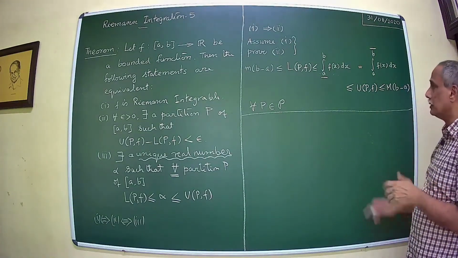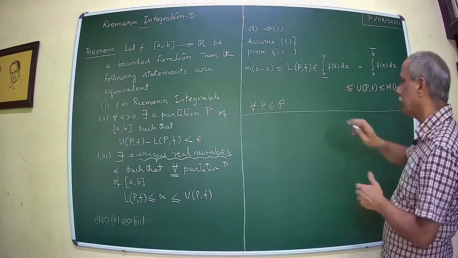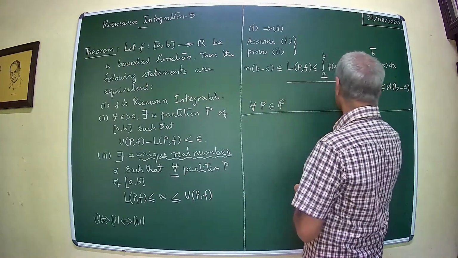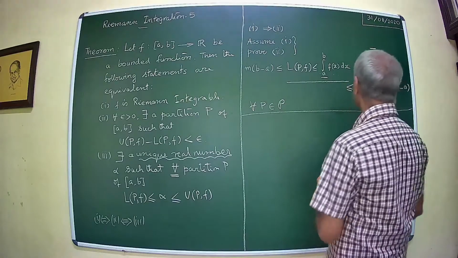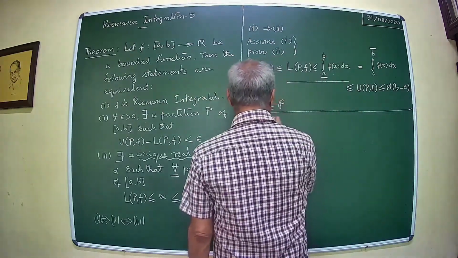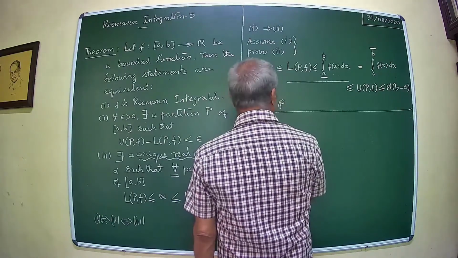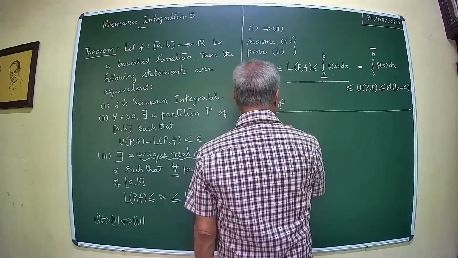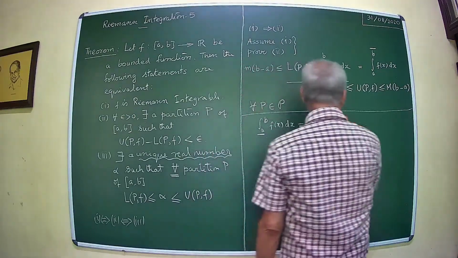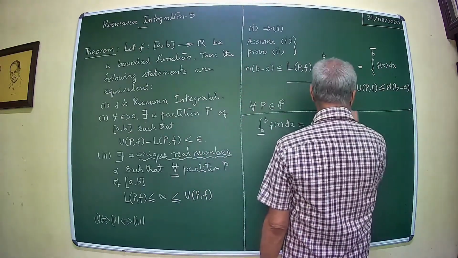So how do you prove this? You have to assume this, and from there you have to get that. So what is the meaning of this? So let me just call the lower integral of f(x) dx equal to some alpha, equal to the upper integral of.